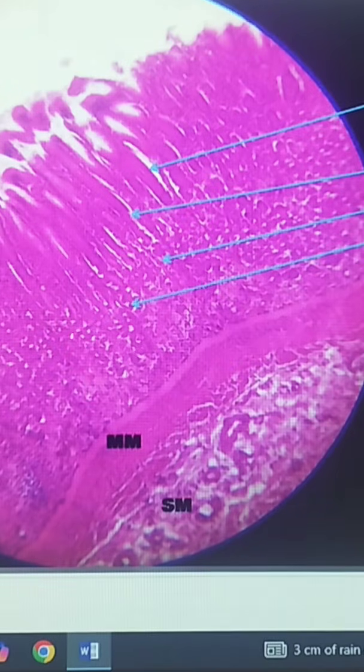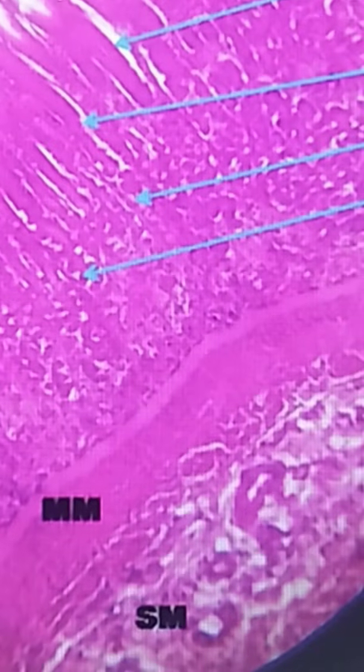Look at the gastric pits, they are quite deep. In the level of the fundus, it was shallow, but at the level of the pylorus, you can see the gastric pits are quite deep.